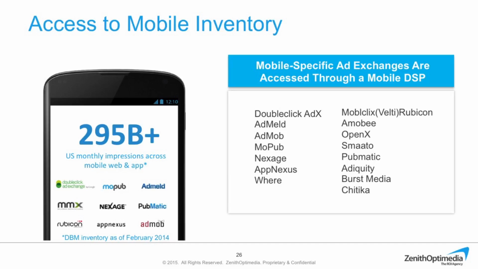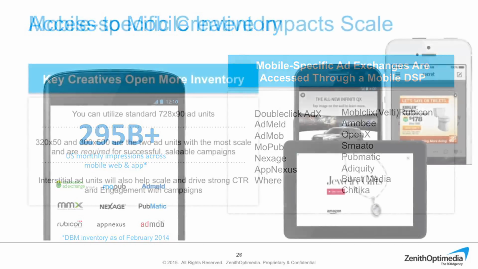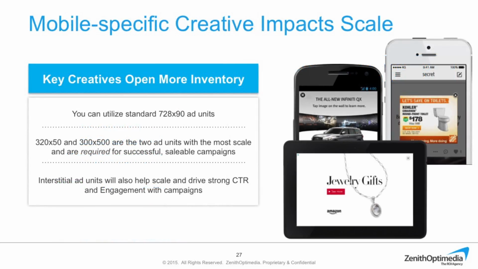We can access them via mobile DSP, or as we'll talk about in the next section, some of our cross-channel DSPs. Here's a list of some of our mobile-specific ad exchanges that are now fueling the volume of impressions that we are able to see on a monthly basis. Other contributing factors to the increase in mobile inventory is the fact that we're able to now scale very important sizes. Key creative sizes provide the inventory needed to satisfy campaign goals and investments.